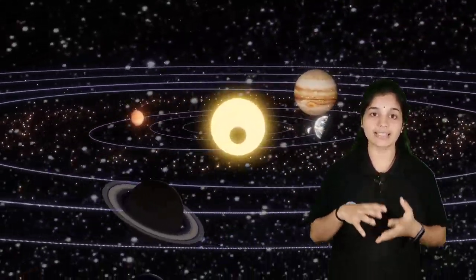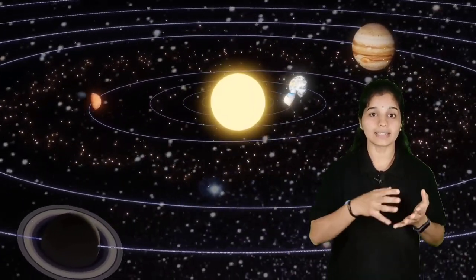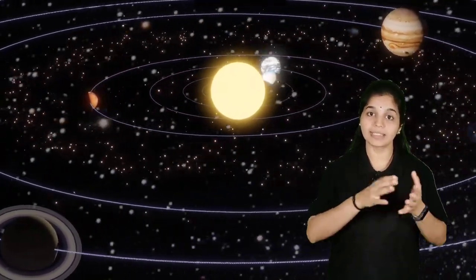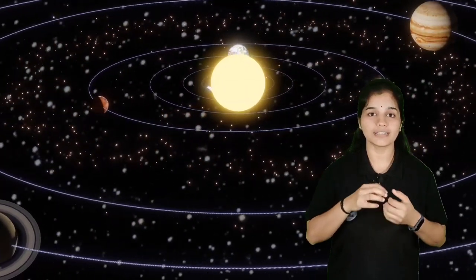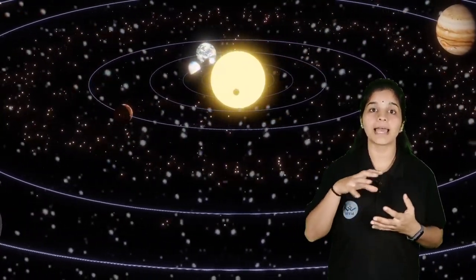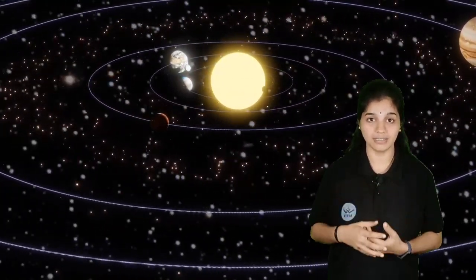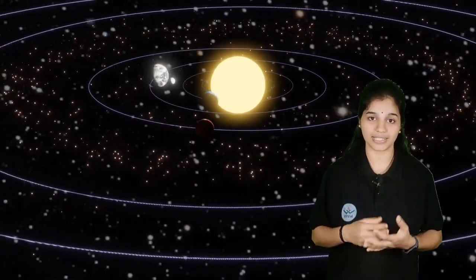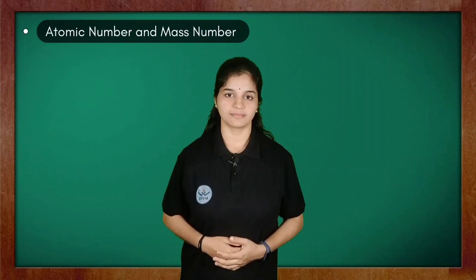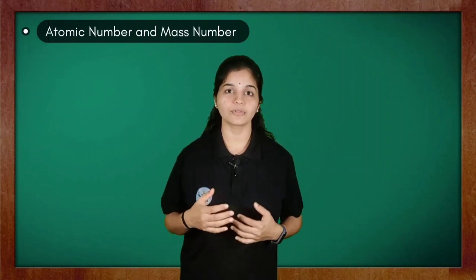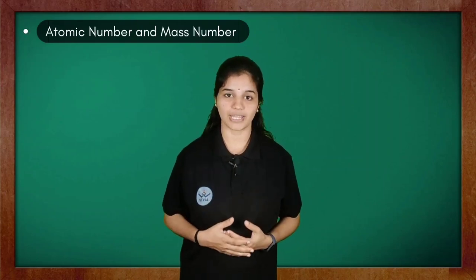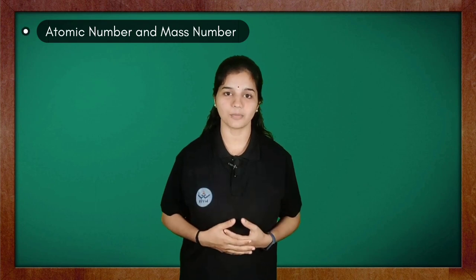This model of atom can be visualized as similar to our solar system, where Sun at the central part of solar system can be considered as nucleus of an atom, and the planets which are revolving around the Sun are identical to that of the electrons which are revolving around the nucleus. So, we know protons are present in the nucleus of the atom and therefore nucleus is positively charged.